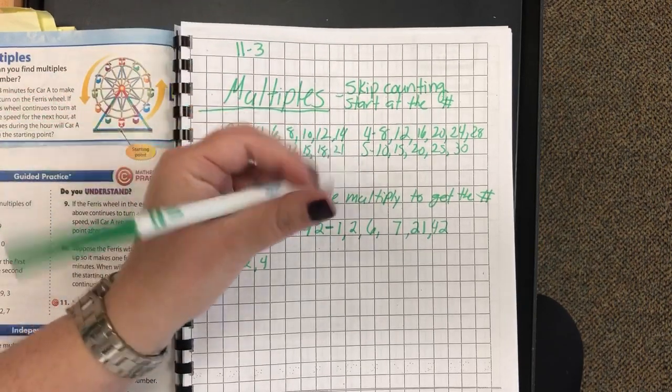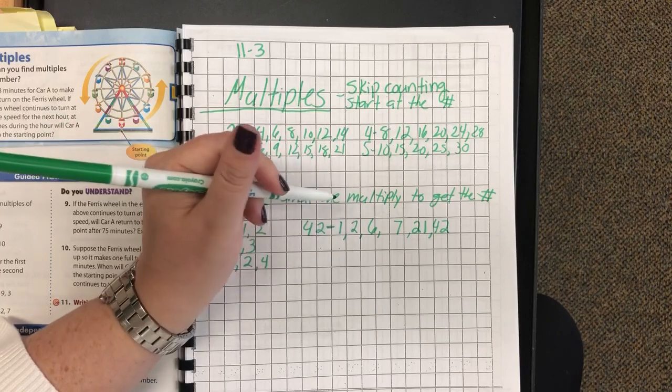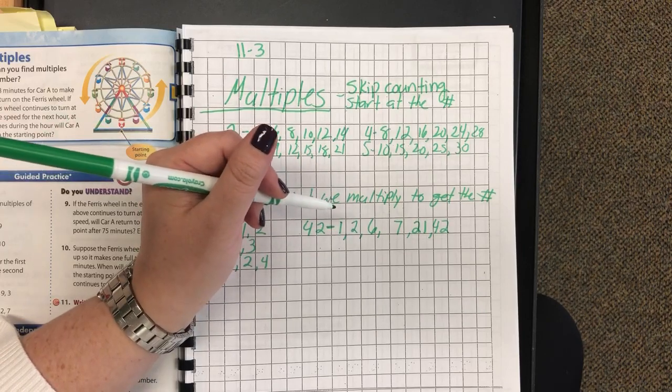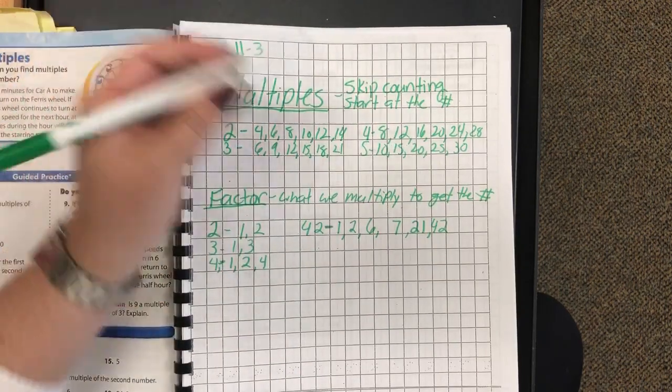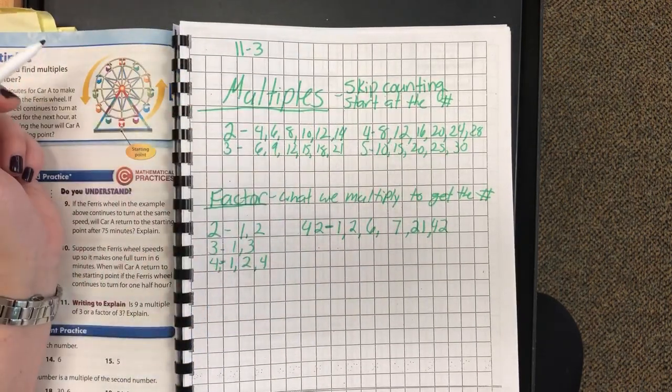When I'm given factors, 1 will always be in there. That is what gives it away. And when I see 1, I then look for the biggest number to tell me what number it's telling me to find the factors for.